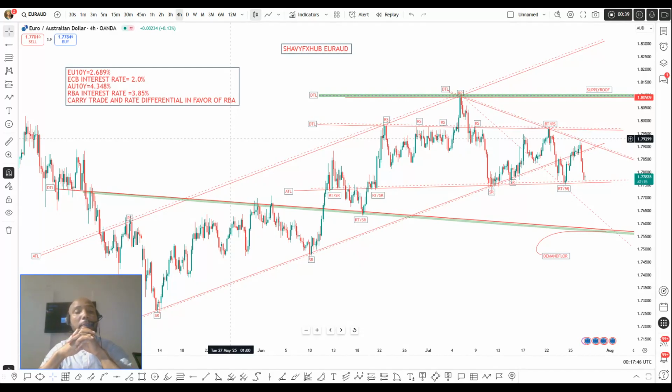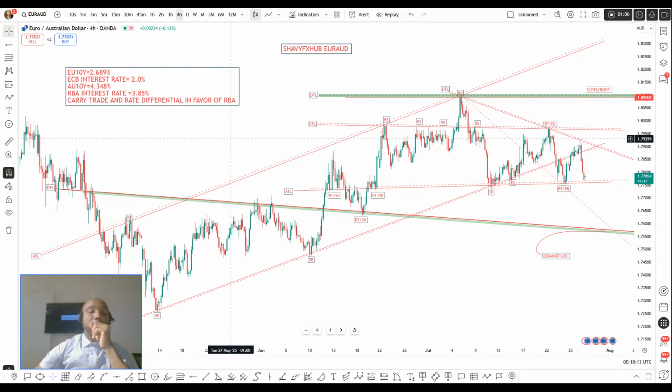4.348, and the RBA, Reserve Bank of Australia, interest rate remains 3.85 after the last Monetary Policy Committee meeting, and they have kept rates the same. So the carry trade for Euro AUD favors AUD at the moment, both in terms of interest rate differential as well as the bond yield differential, favoring AUD. So we could continuously be seeing more of a drawback from Euro AUD.